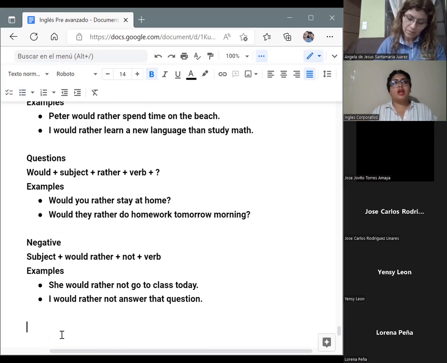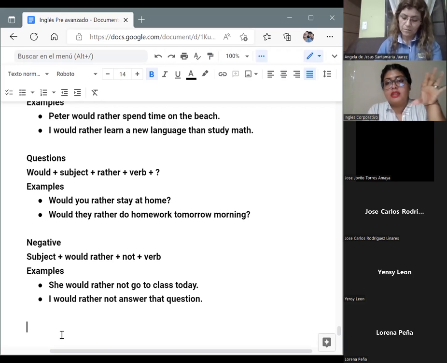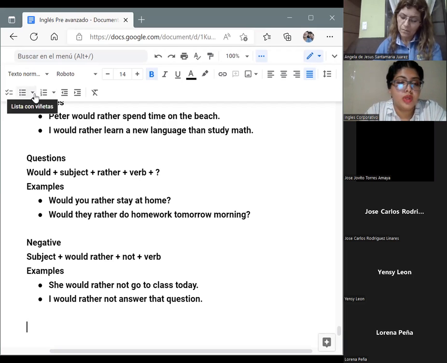So in this case, those are the structures for would rather, but we also have would rather than, would rather or, and would rather someone do. So it's not just a kind of statement. We have other elements that we can add to the would rather sentence to do something different. So we are going to see the three different structures related to would rather.